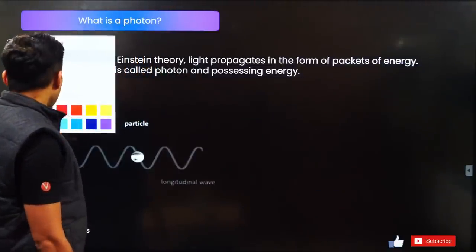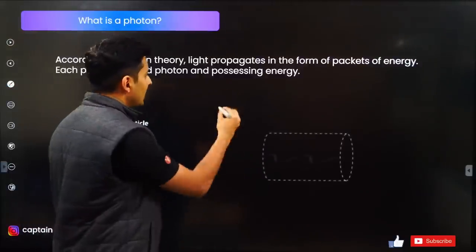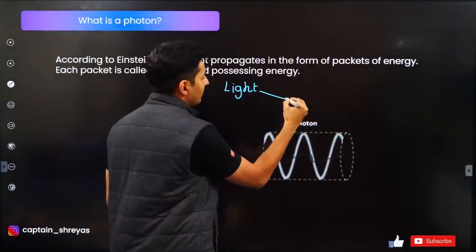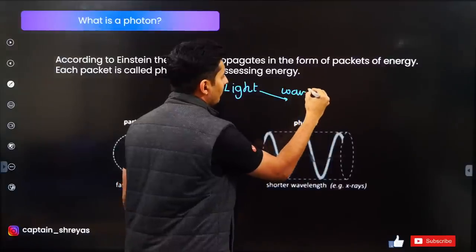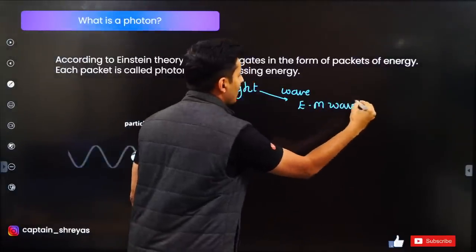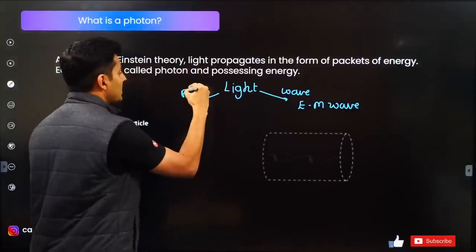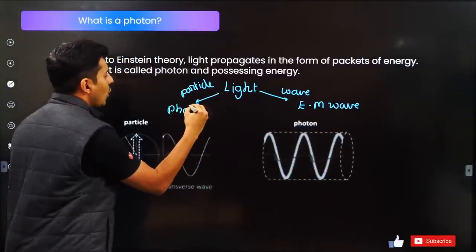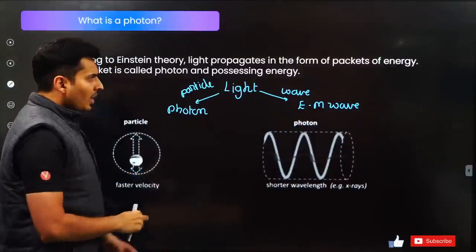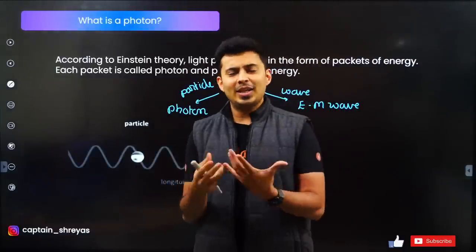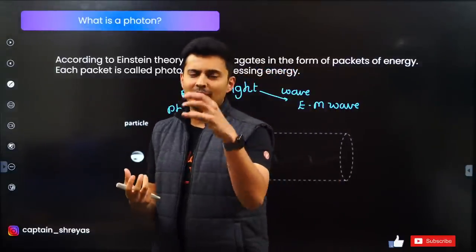So, what is a photon? If I talk about light, the wave nature of it is electromagnetic wave. The particle nature is nothing but called a photon. So what is this photon? Has anybody seen a photon? The answer to that is no. Is a photon a sphere? No.